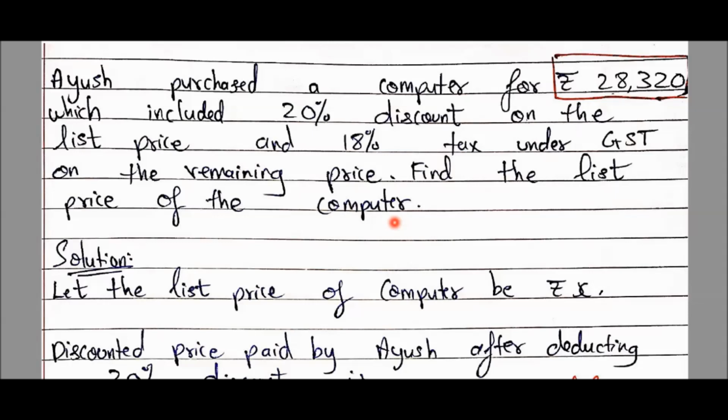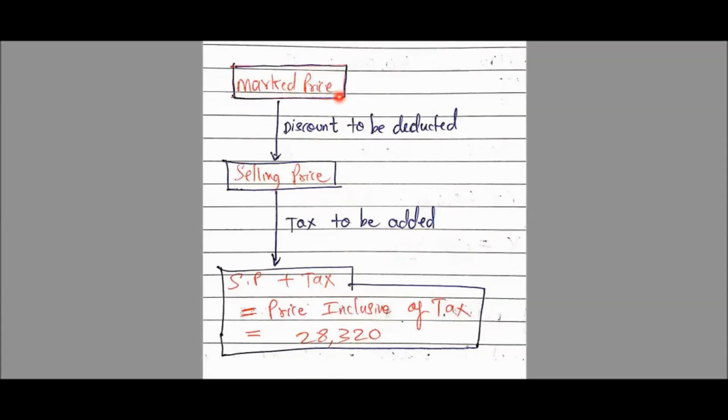To explain this sum in much detail, I have a flow chart in front of you. This question of Ayush deals with a computer. Can I say the computer must be having a marked price? Okay. Then it is given to us that Ayush got 20% discount, so from whatever the marked price is, 20% must have been deducted. So the discount to be deducted is 20%. So let's consider the original marked price of the computer, which we have to find, which is called the list price, and 20% discount is deducted from it. Okay, first transaction, first stage done.